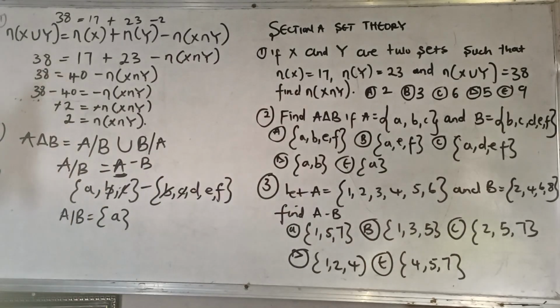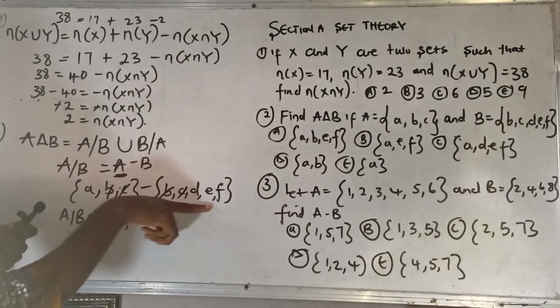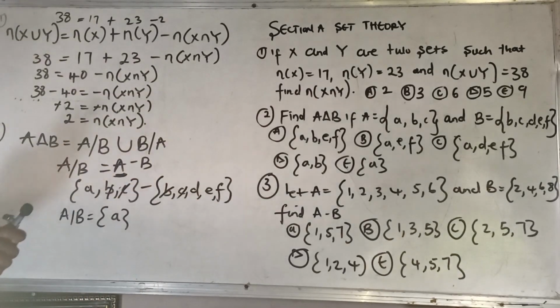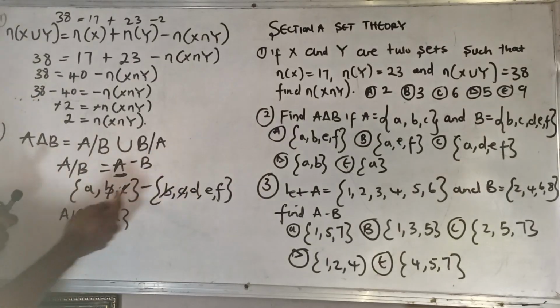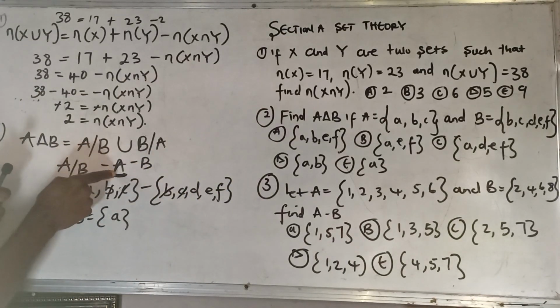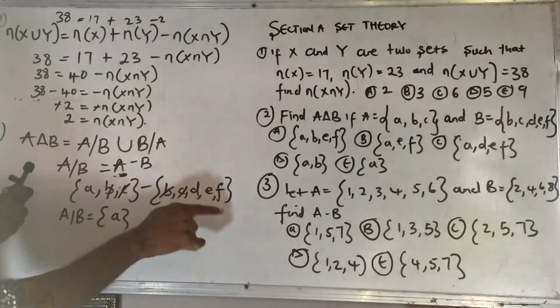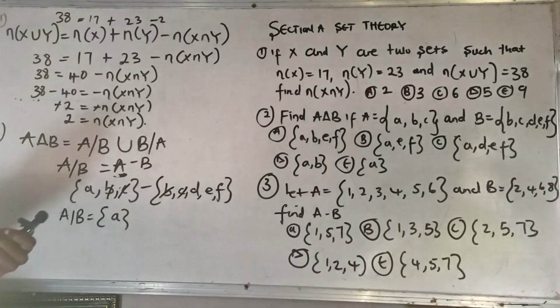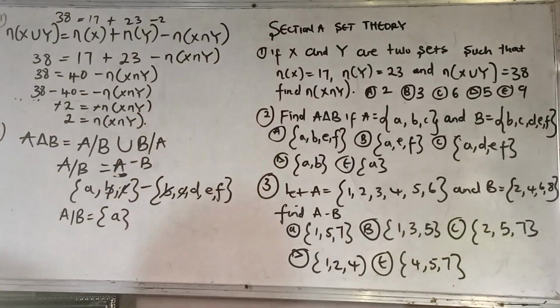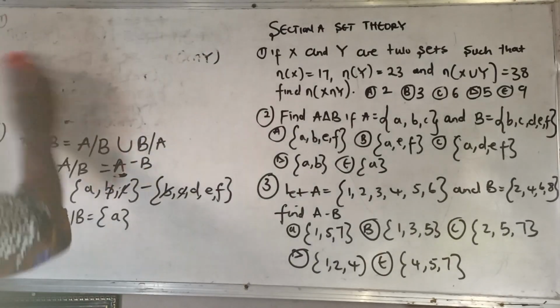Then we are going to move to B minus A. When we move to B minus A, we are going to consider the element that is remaining. Just simple logic. When you are done cancelling, consider the element remaining. If it is B minus A, we consider the element remaining in B. Permit me to clean the board.